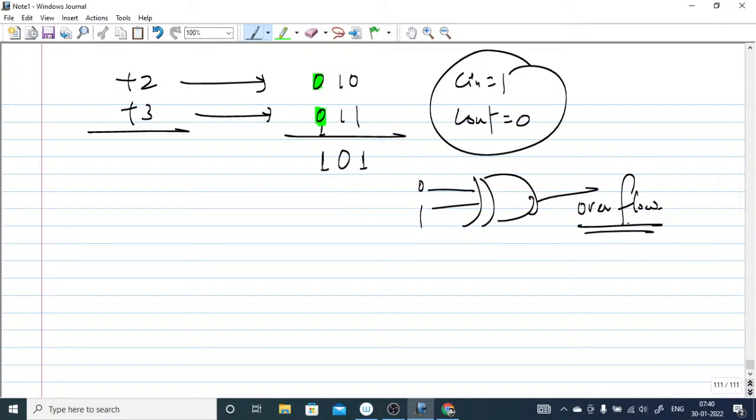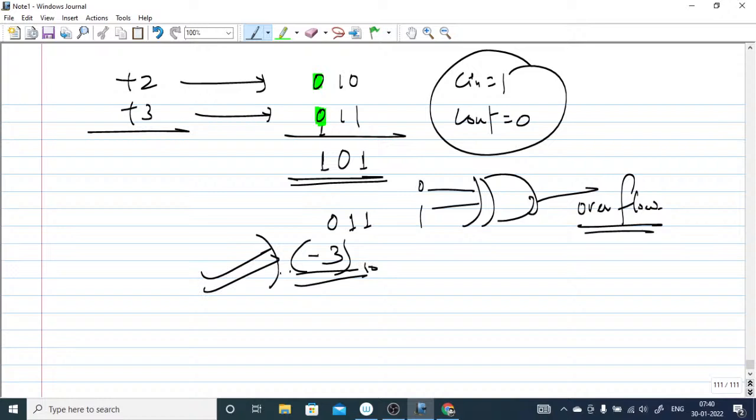If they are not equal, see, we are adding two positive numbers and we are getting a negative result here. So we can take the 2's complement of this, and we will get 1 1 0. This is minus 3 in 2's complement.